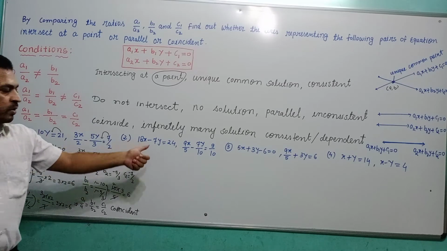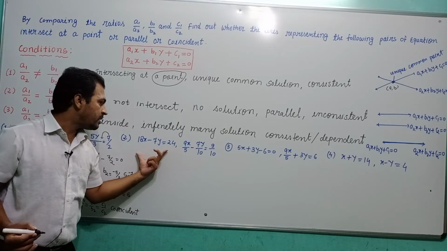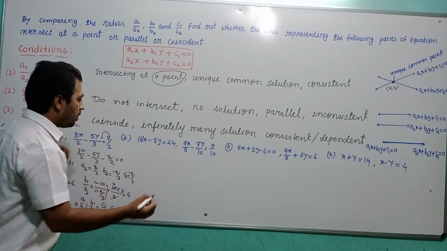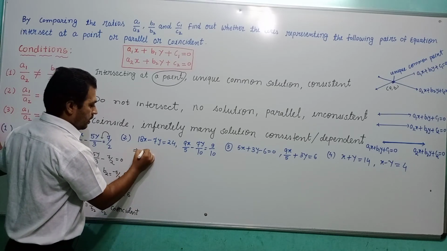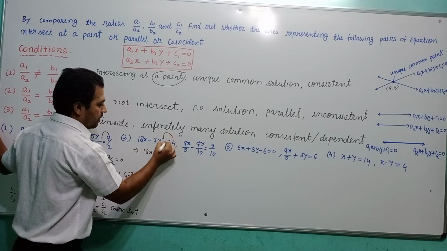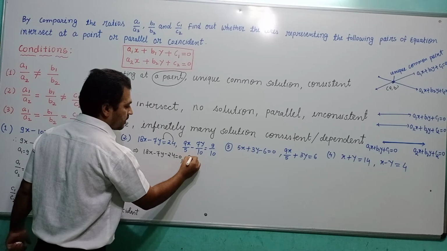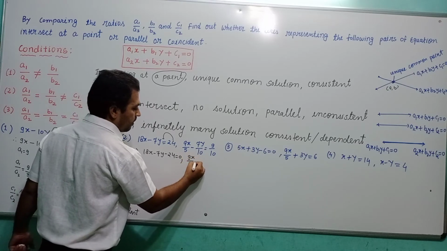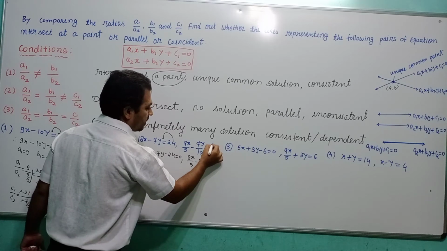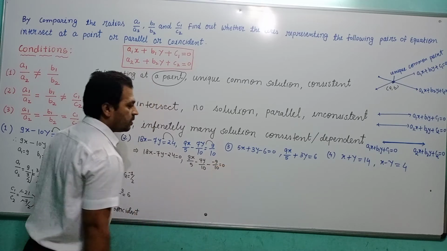Similarly students, now moving to the second question. Again you will have to convert this pair of linear equations into the general form of a pair of linear equations in two variables. So 18x minus 7y minus 24 is equal to 0, and here is 9x by 5 minus 7y by 10 minus 9 by 10 is equal to 0. Okay.